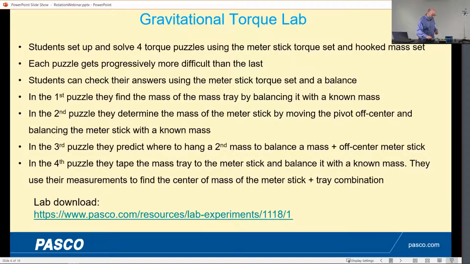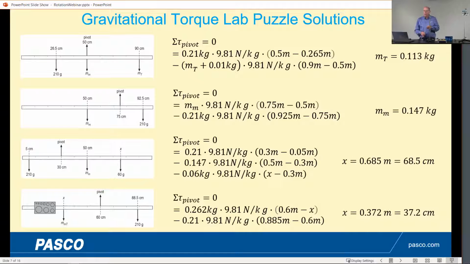The third puzzle, well, I'm going to go to the next slide here. And so this is in the teacher's guide for this lab, which you can get access to if you go to the Pasco website and sign in to your teacher account, which is free. So if you don't have a teacher account, you just make one and we'll verify that you're a teacher. And that would give you access to the teacher guide, which has the answers to everything here. And so this one's a little more complicated.